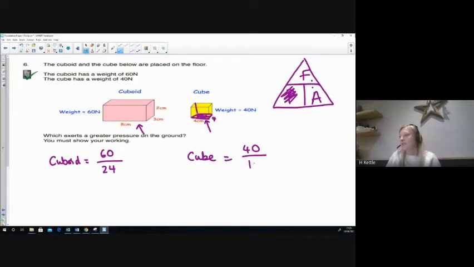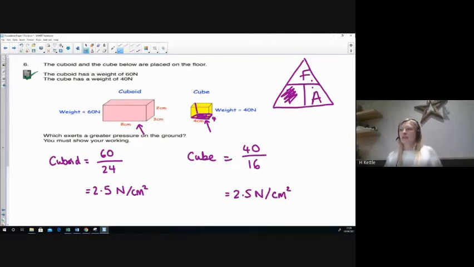So 16. Now, this annoyingly is a calculator question, but your paper is a non-calculator, but it wouldn't be those numbers if it was going to be on your paper. So 60 divided by 24 is 2.5 newtons per centimetre squared. So because we've done newtons divided by centimetre squared, the units is that. And for the cube, 40 divided by 16 is again 2.5. So they have the same pressure on the ground.